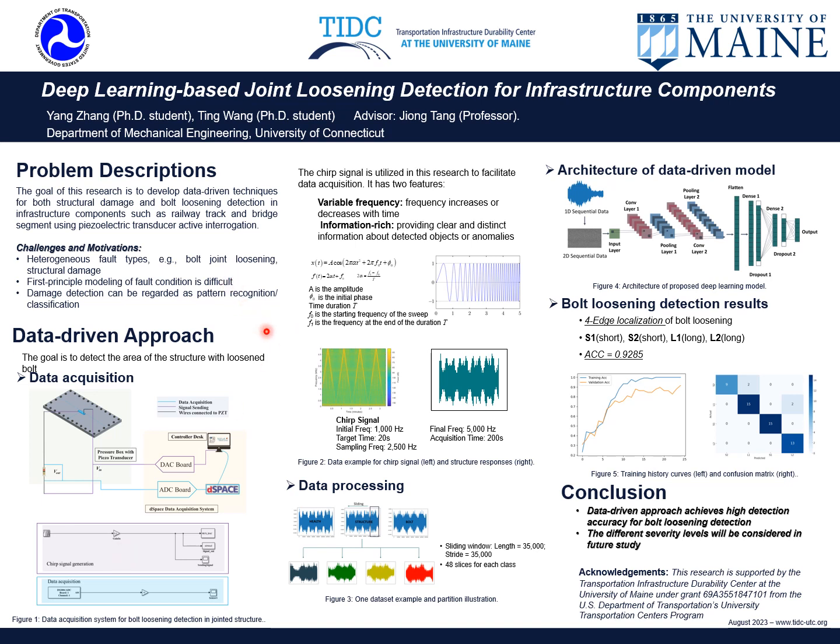To facilitate the data acquisition, we use chirp signals. It has two features. First, it has variable frequency, which means the frequency can increase or decrease with time. This can provide clear and distinct information about the detected objects or anomalies. This subplot shows the chirp signals, and this subplot is the responses from the plate structure.